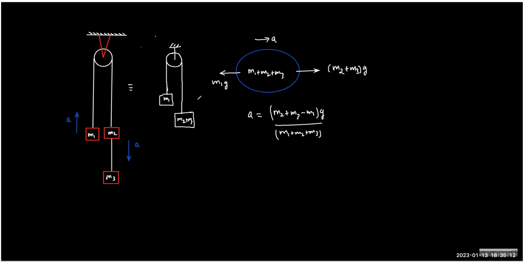Okay. Now if I ask you, find the tension in each string. Let's say this string is having tension T2 and this is having T1. To get the answer for T2, which block is the most suitable block? Whose FBD will give me the answer? Can you tell me?